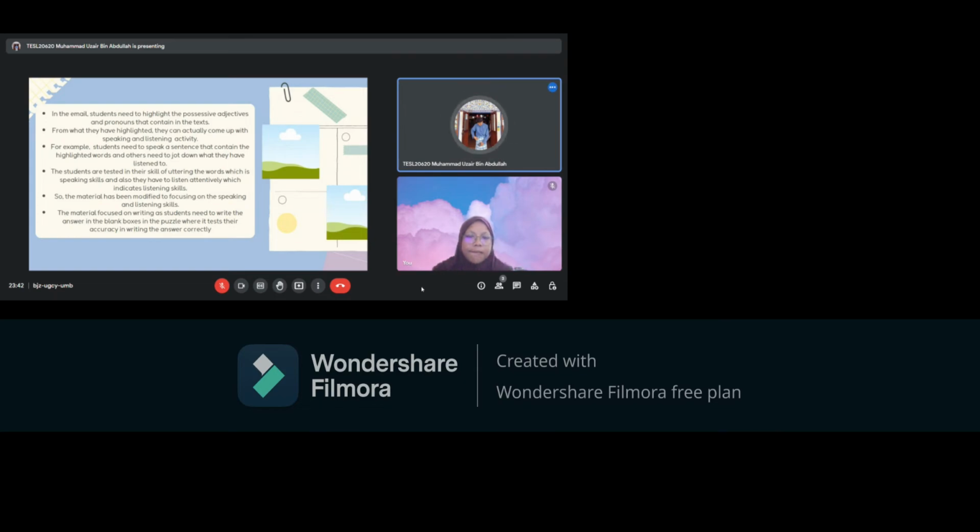And from when they have built the sentence, they have to speak out to their friends or their other classmates for them to actually listen to the ideas or their sentence from what they have highlighted in the text or in the essay. So here we can see that there are combinations of the speaking skills and also the listening skills shown by the classmate in jotting down what they have listened to.